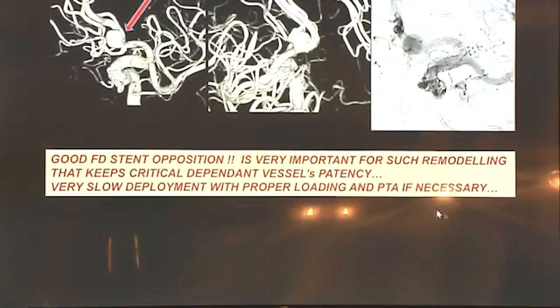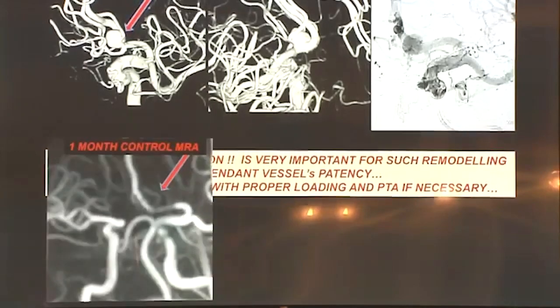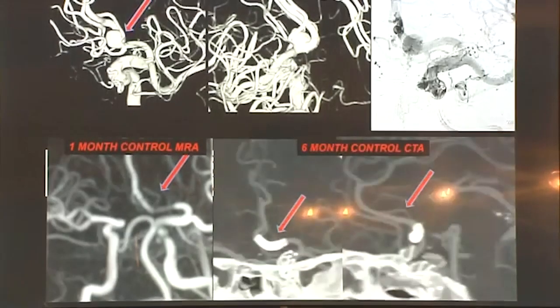Good flow diverter stent apposition is very important, especially if there's a critical branch coming off, so that there would not be a thromboembolic complication and that branch keeps its patency. The subcallosal branch was taking off, and with the proper medication, the branch stays open while the aneurysm is getting occluded. This is only 1 month control MRA and 6-month control CT angiography on that patient.